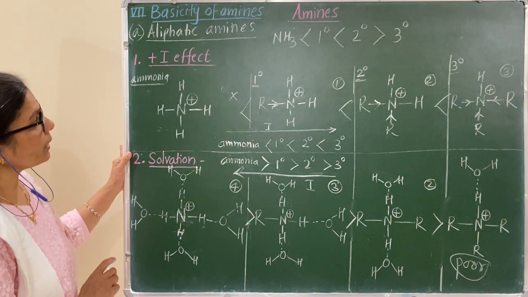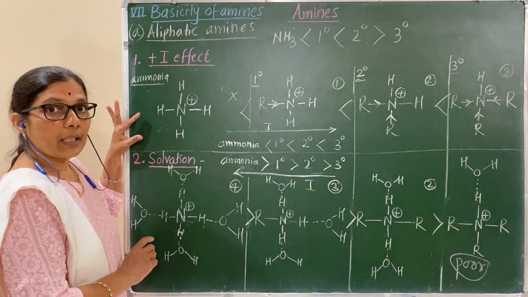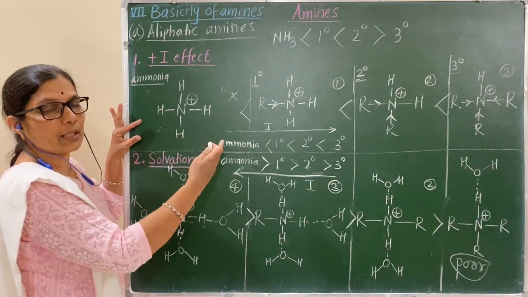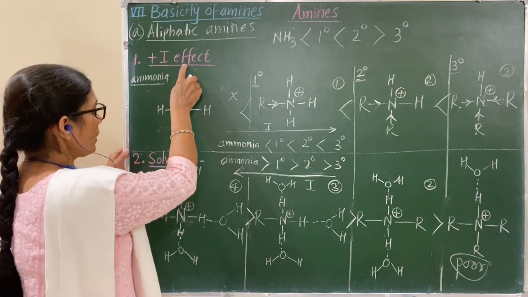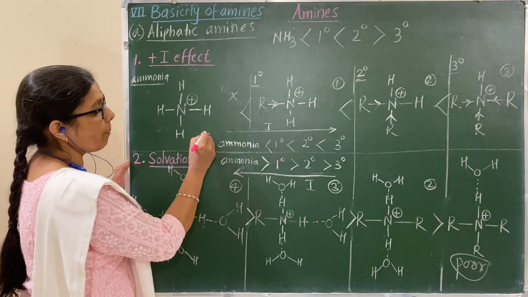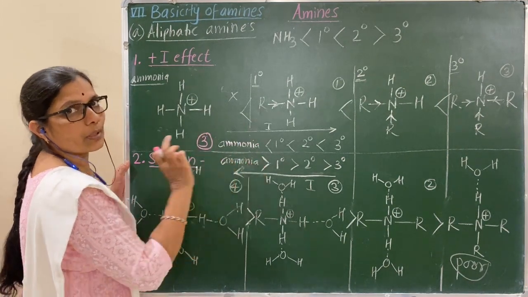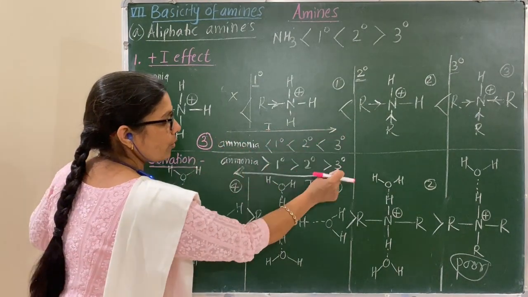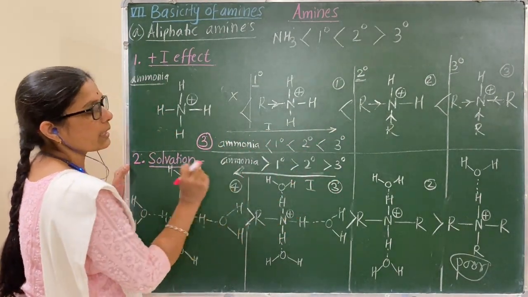Okay? Is it clear to you? Explain the basicity of amines on the basis of these factors which are there. This is the first factor, this is the second factor and then this is a combined third one. You have to explain this one. It increases in this order. Why? It increases in this order.